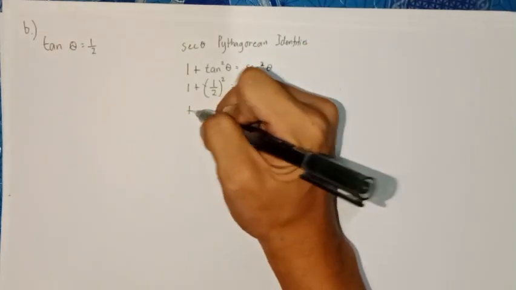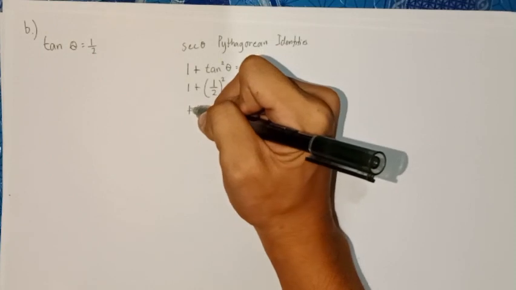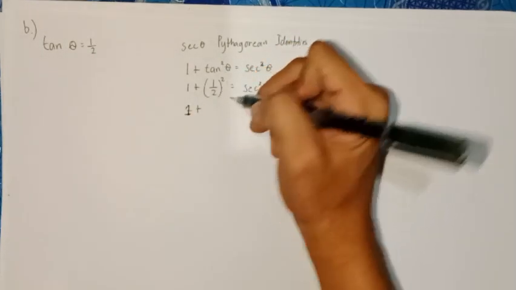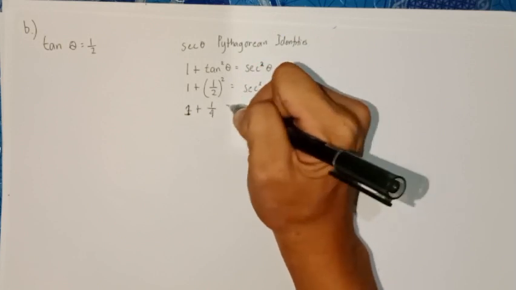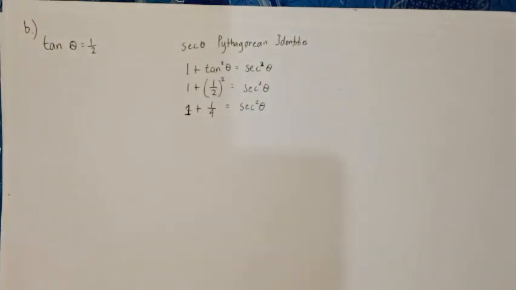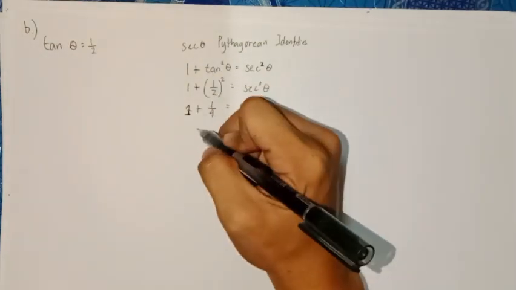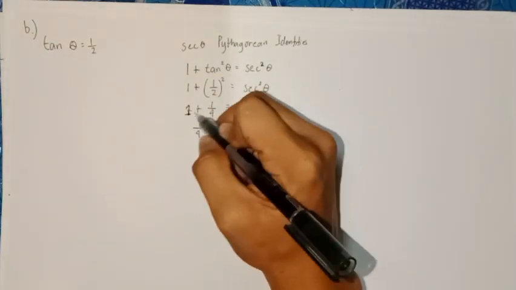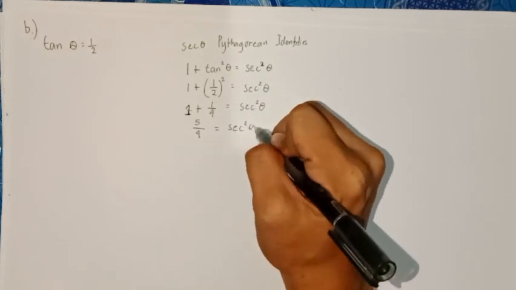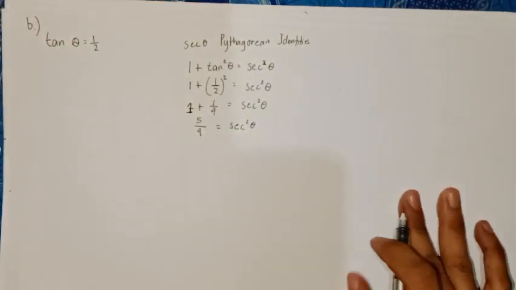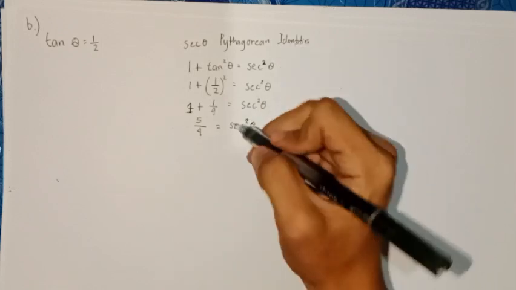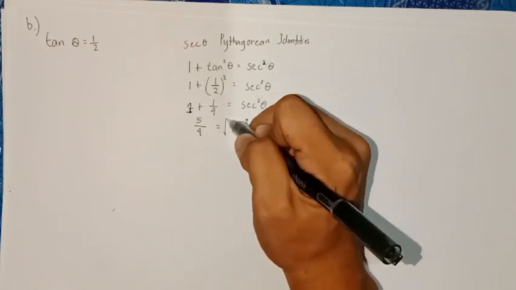So 1 plus 1/2 squared is equal to 1 over 4, is equal to secant squared theta. So 1 plus 1/4 is equal to 5 over 4, is equal to secant squared theta. Since it has squared, we need to square root both sides.